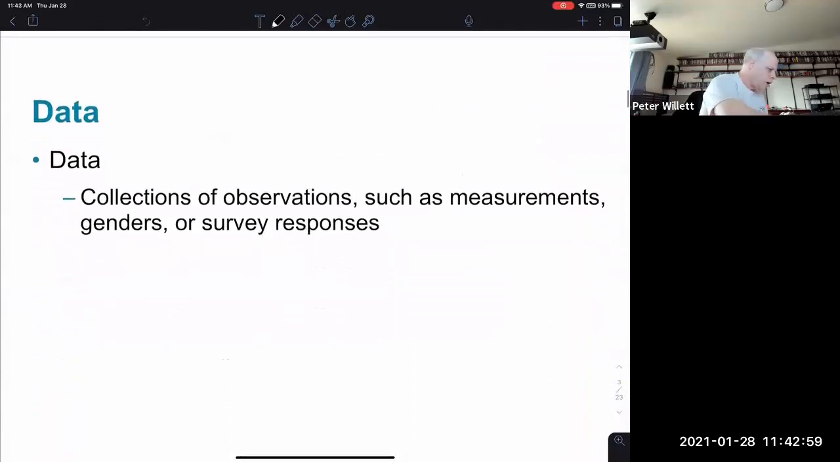Word number one, which I already used a little inadvertently too quickly: data. So data is the bread and butter of statistics. It's what you work with. So the description for data is collections of observations, such as measurements, genders, or survey responses.